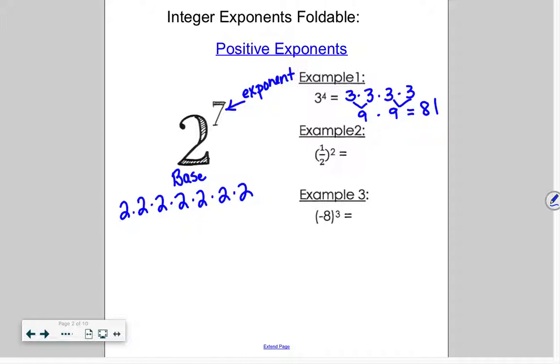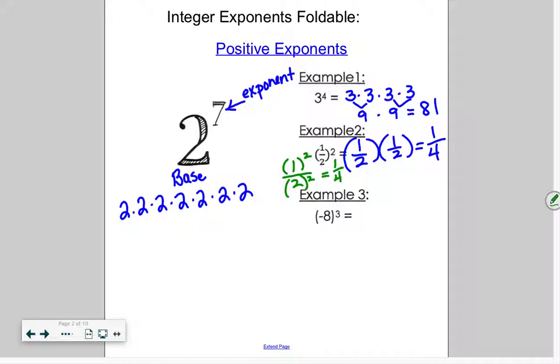A half times a half. How do you multiply fractions? Straight across. So 1 times 1 is 1. 2 times 2 is 4. So 1/4. Another way you can think about this question is 1 being squared and the denominator of 2 being squared. 1 squared is 1 and 2 squared is 4. So when you have a fraction, you're also squaring the numerator and you're squaring the denominator as well.